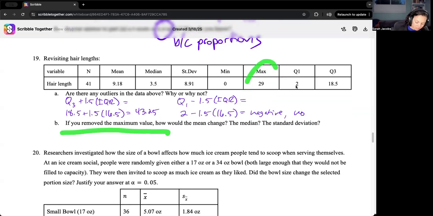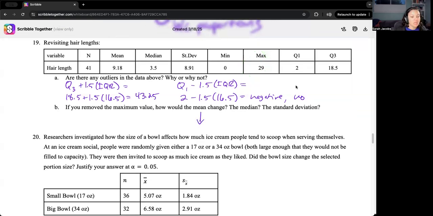If you removed the maximum value, how would the mean change? Well, if we removed this and we're not changing anything else about our set, the mean is definitely going to go down, maybe only a little bit. The median is going to stay pretty much the same. We're going from 41 values down to 40, so our median is going to shift from a value to being between that value and the one right below it. It's entirely possible and honestly likely that the median is going to change a tiny little bit, but not significantly.